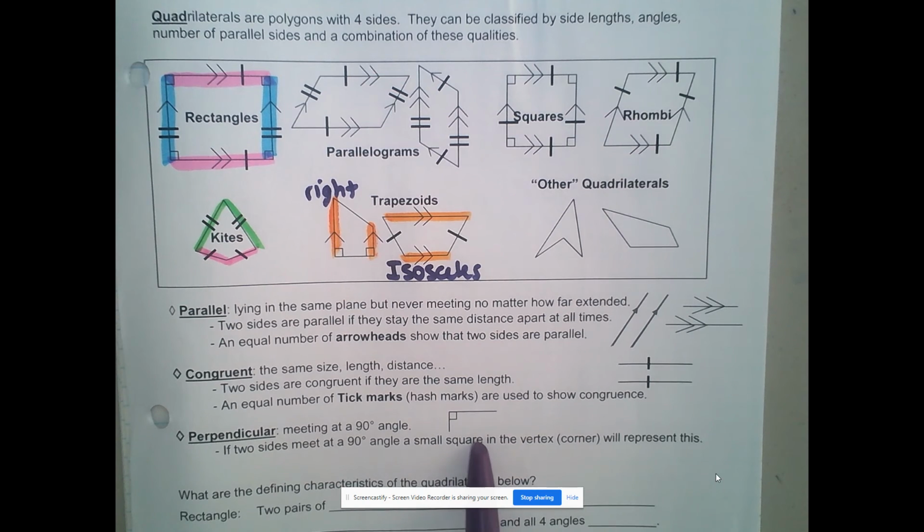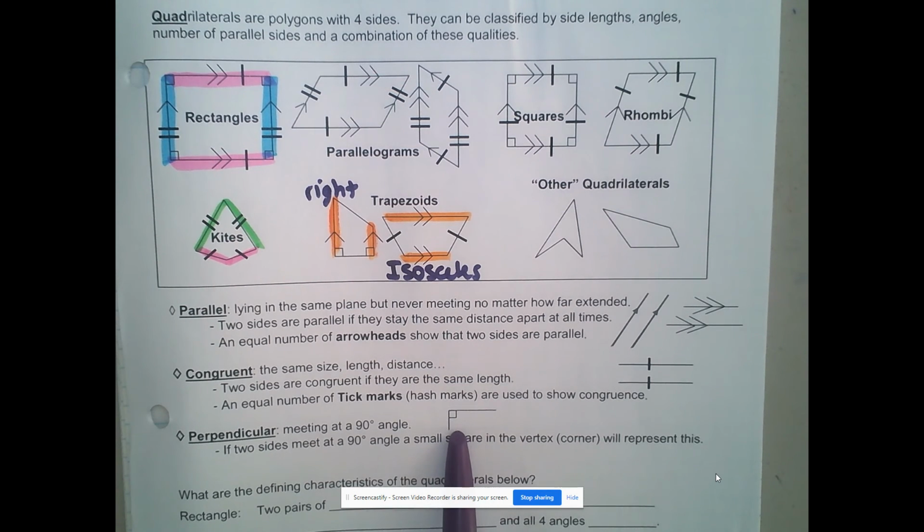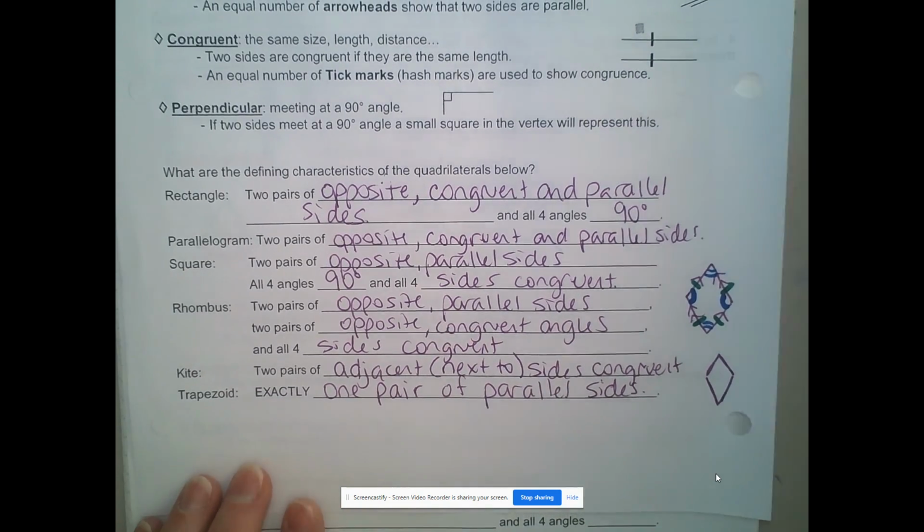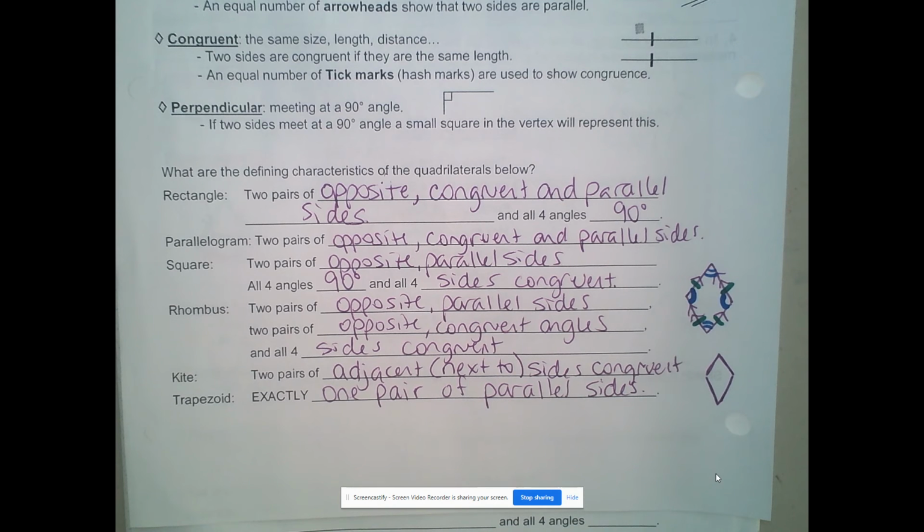The last symbol that I hadn't talked about was the little square in the corner, and that's for anything that has a right angle, 90 degrees. It gets that little square in the corner so that we don't have to write 90 degrees, which is awesome. Last but not least, at the bottom, you'll see that I have all of the definitions for the different shapes. These are also on your printed hard copies.